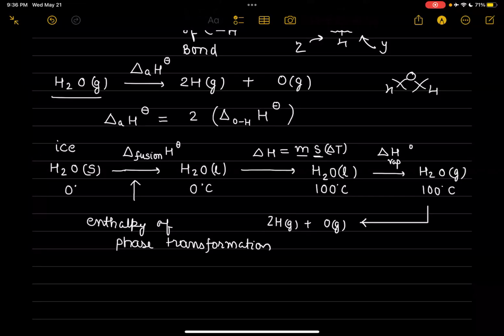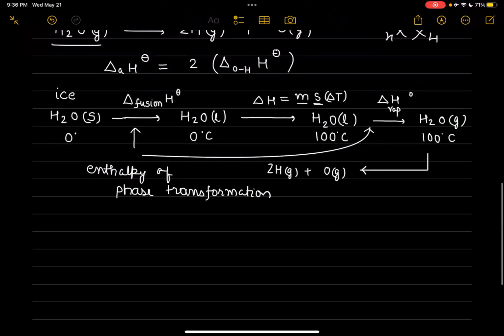These enthalpies are known as enthalpies of phase transformation. The first one, the second one. There is one more enthalpy, enthalpy of sublimation.